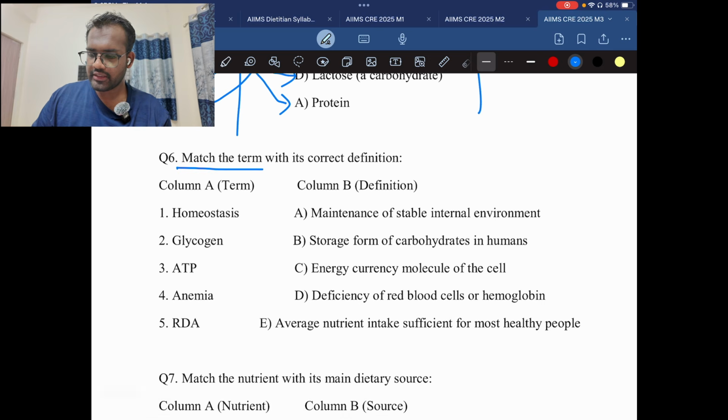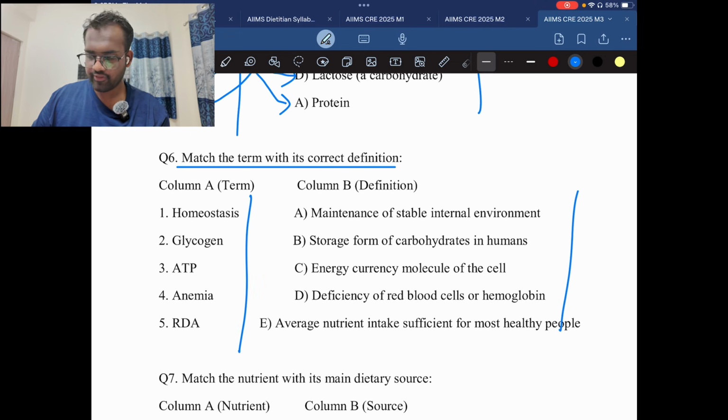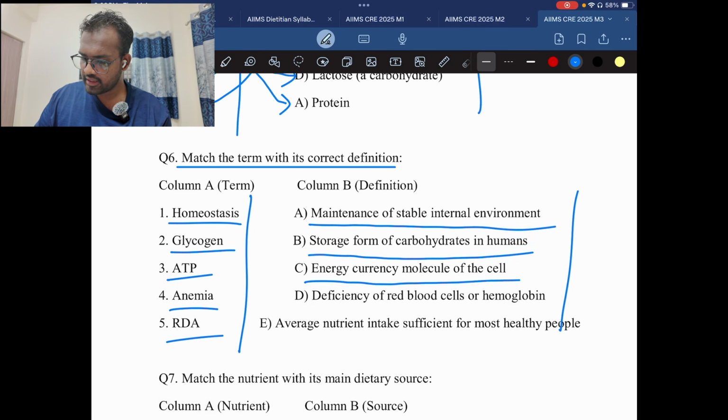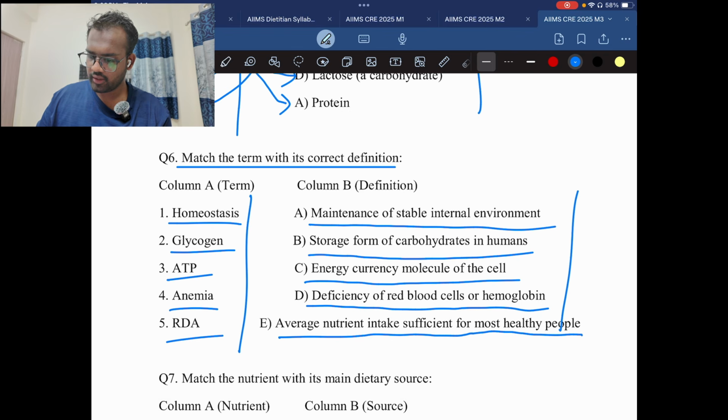Question number 6. Match the term with its correct definition. They have given the terms and they have given the definitions here. You need to match the definitions. Homeostasis, glycogen, ATP, anemia, RDA. They have given: maintenance of stable internal environment, storage form of carbohydrate in humans, energy currency molecule of the cell, deficiency of red blood cells or hemoglobin, average nutrient intake sufficient for most healthy individuals. So it is matching equally. Homeostasis is the maintenance of stable internal environment. Glycogen is a storage form of energy. Always remember, it is a primary storage form of energy.